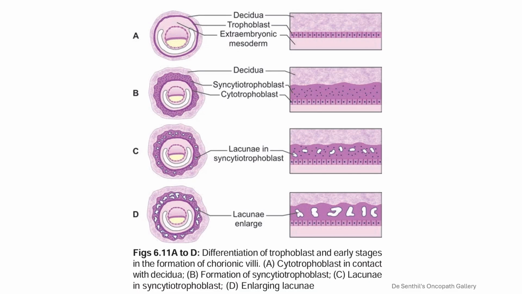This picture shows the differentiation of trophoblast. Initially it is called cytotrophoblast, and it will give rise to various other types of trophoblast. This cytotrophoblast has a stem cell-like property. It will proliferate and give rise to syncytiotrophoblast. The cells in the syncytiotrophoblast lose their cell membranes and form a syncytium. That is why it is called syncytiotrophoblast. Soon lacunae formation will be seen in the syncytiotrophoblast, and these lacunae will enlarge. This will be helpful in the communication of maternal and fetal blood.